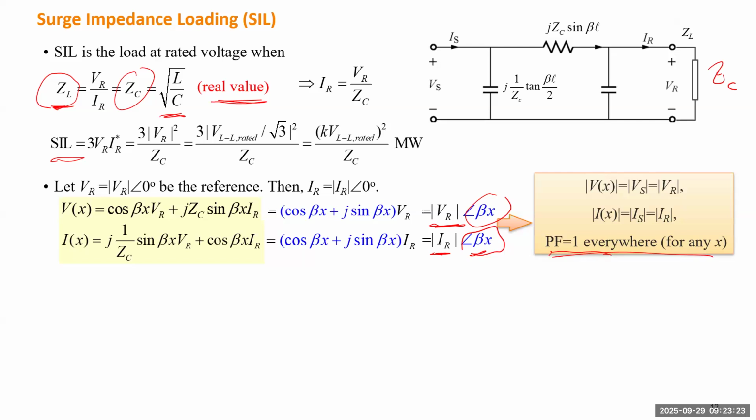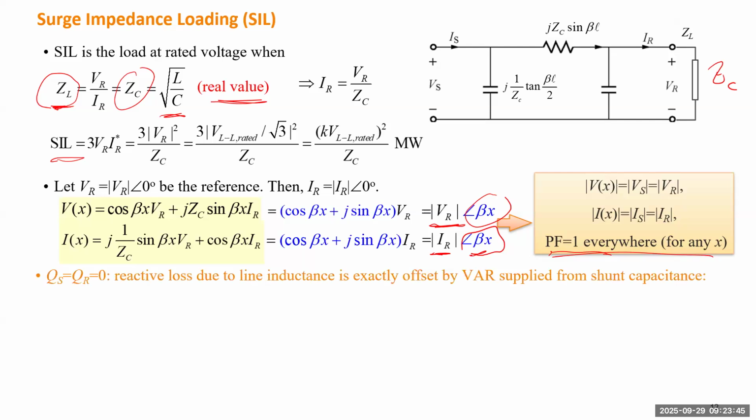So if every line of your system is powering surge impedance load, that's perfect. Voltage everywhere will be the same. For a line operating at 500 kV, everywhere will be 500 kV. 220 kV, everywhere will be 220 kV. So that's perfect, but that usually cannot happen in reality.